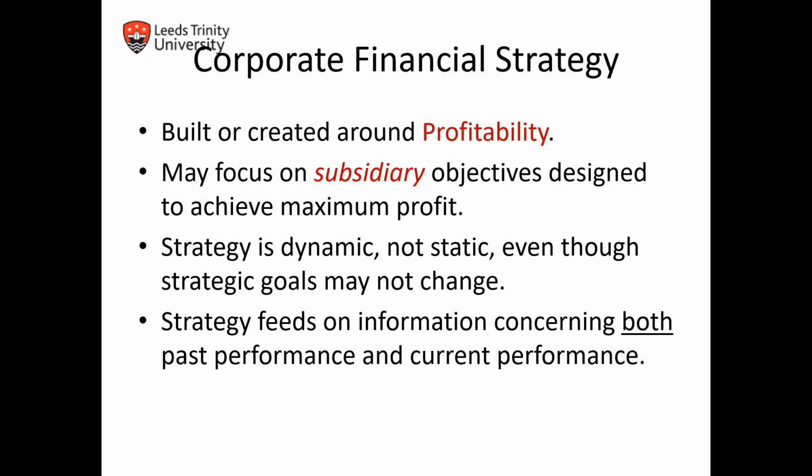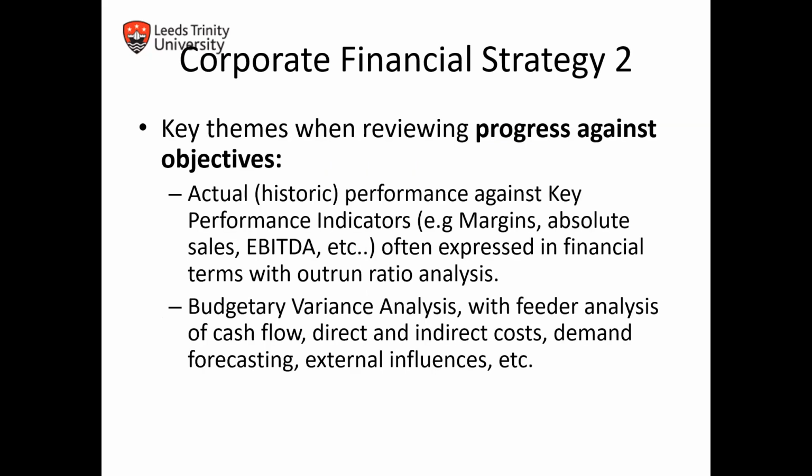In general, strategy feeds on information relating to both past performance and current performance. Corporate financial strategy has two key terms when reviewing progress against objectives: actual performance against budget. And one way that we are going to measure it is based on budgetary variance analysis.